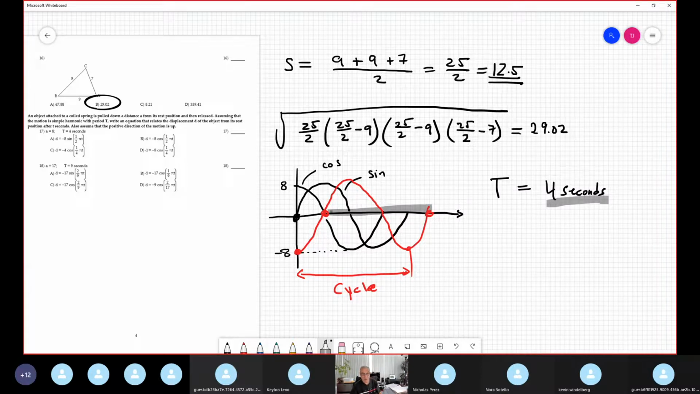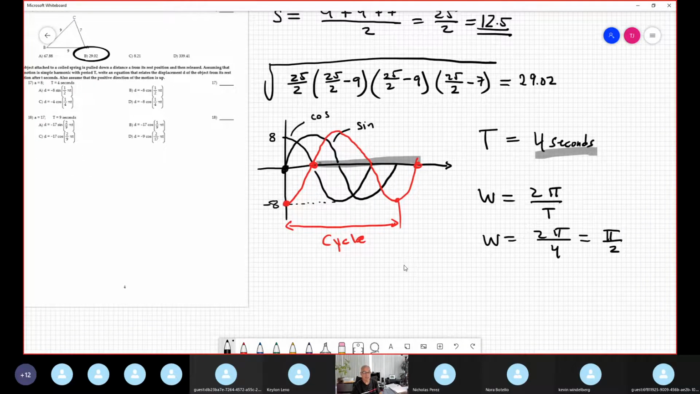And the mathematical formula to find omega is 2 pi over period. It's a classical formula in physics, in harmonic motion. Basically, omega is the angular frequency, 2 pi over 4. Reducing to lowest terms is pi over 2. So the formula for the harmonic motion in question 17 is negative 8 cosine 1/2 pi t.